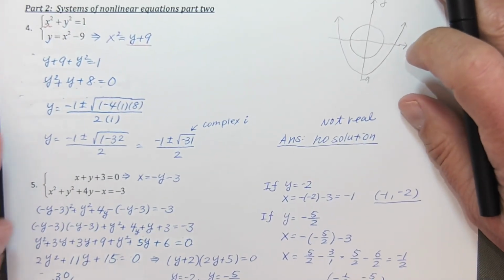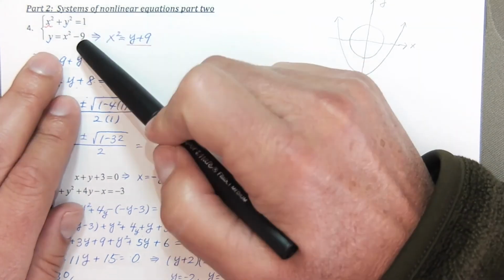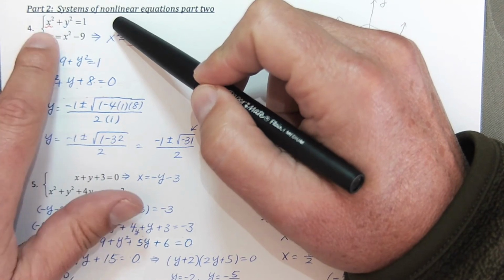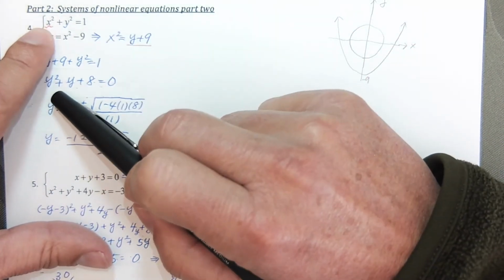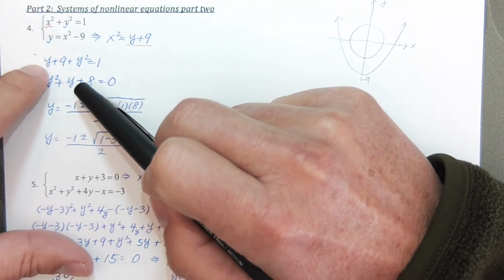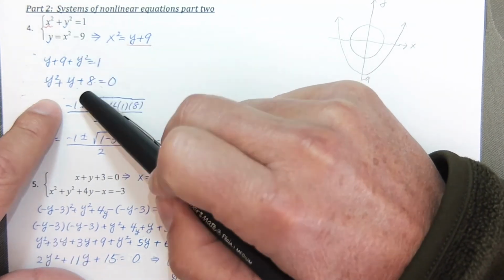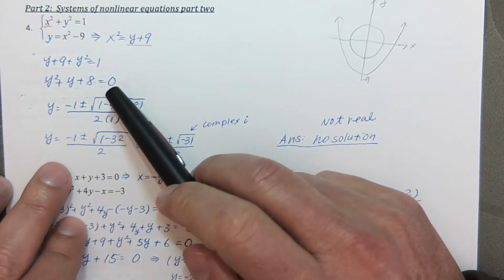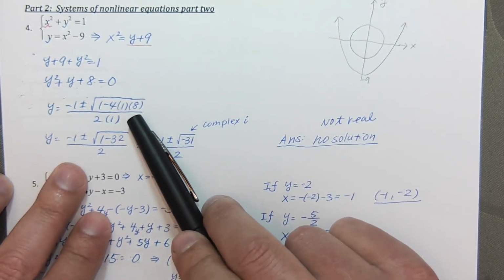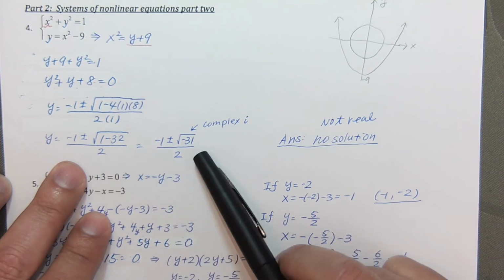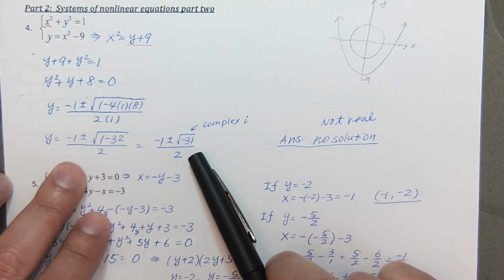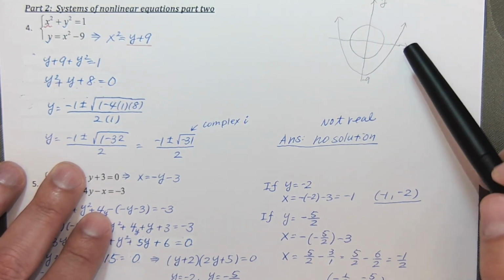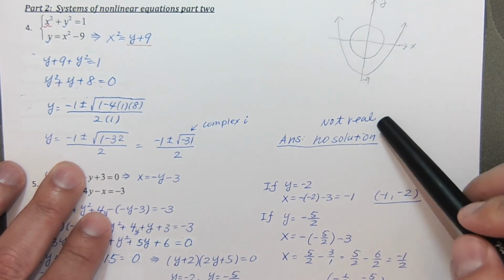Next up, here we have a circle with a parabola, and I went ahead and solved for x squared and then plugged that in there. So there's my y plus 9, pardon me. I rewrote it and subtracted the 1 over. And this one doesn't factor, so I use the quadratic formula, and I end up with a negative under the radical. What that's telling me is that this parabola is not intersecting with this circle. So they're missing each other altogether. There's no solution in this case, no real solutions.